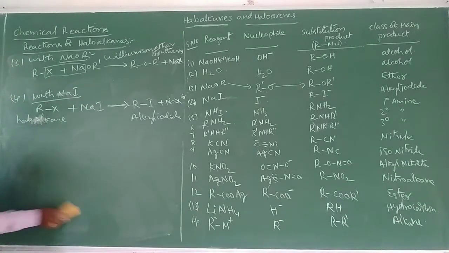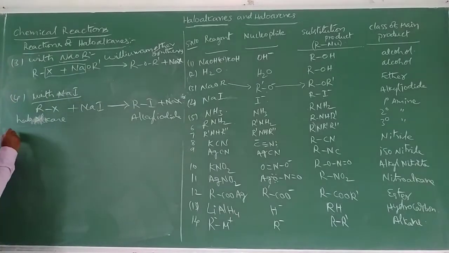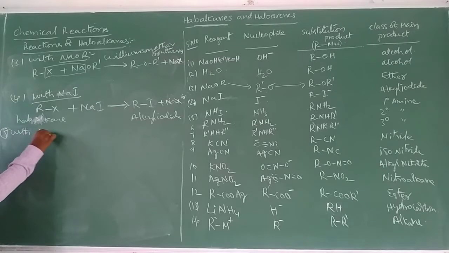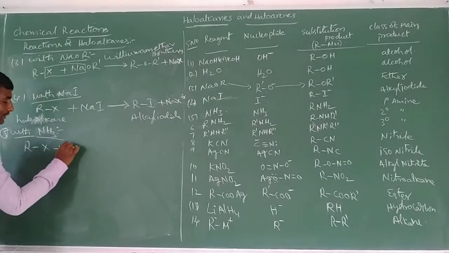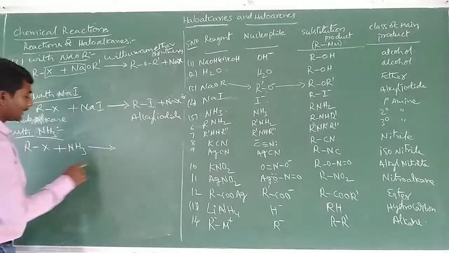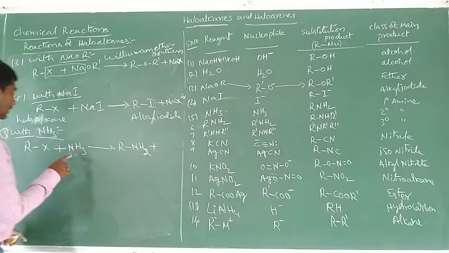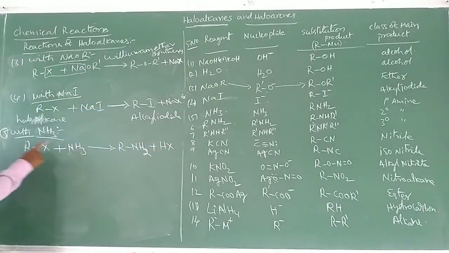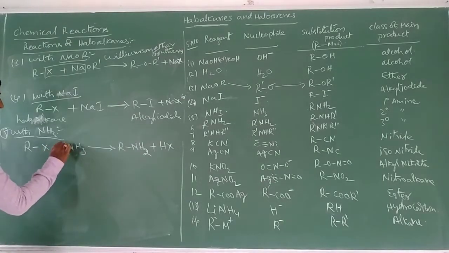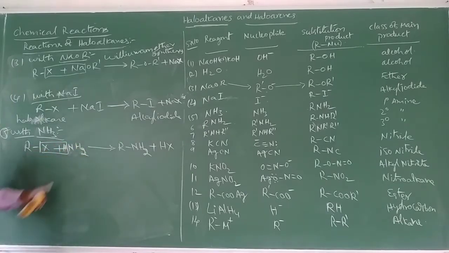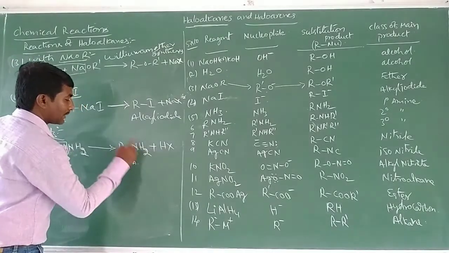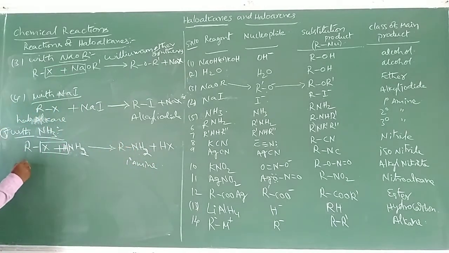Then the fifth one is ammonia. Here the nucleophile is ammonia, NH3. Here this is alkyl halide when reacting with NH3. When heating with alcoholic NH3, that gives what? RNH2 plus HX. So one H and X are removed, NH2 attached. This is primary amine. RNH2 is a primary amine.